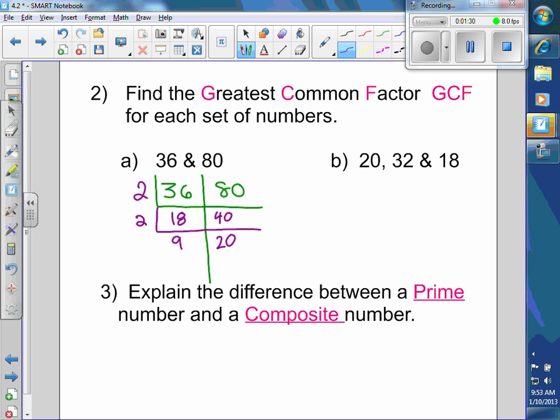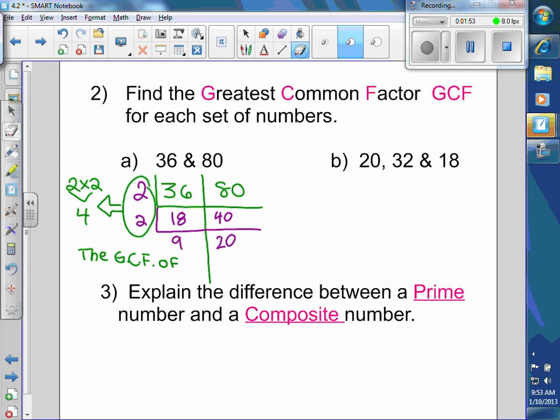Is there anything common to 9 and 20? No. Okay. So once you get that, you take these 2 numbers and you multiply them. So 2 times 2 is 4. So therefore the GCF, that's the abbreviation, the GCF of 36 and 80 is 4. So that's my favorite way because it's quick.